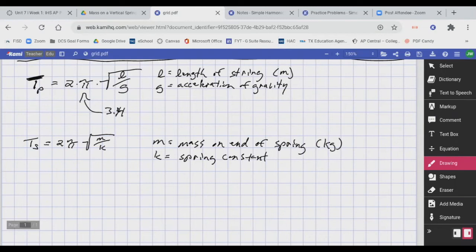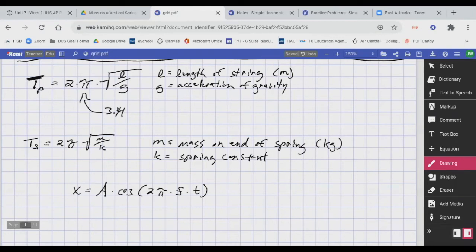This one only comes up a lot in our practice problems. I don't think it really comes up in the AP exam, but it is on your formula chart and it is in our practice problems. So let me give you this: X is equal to A, capital A, so we know that's amplitude, times the cosine of 2 pi times the frequency times the time.